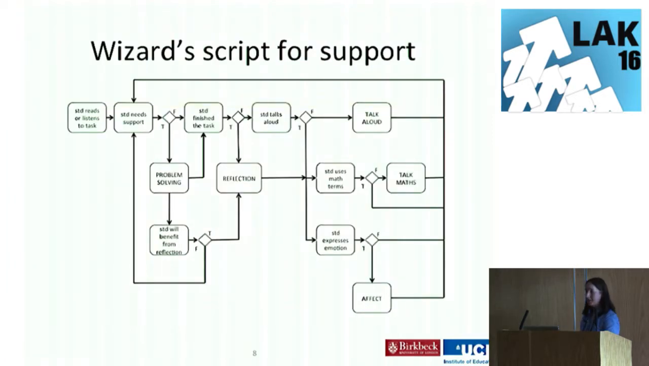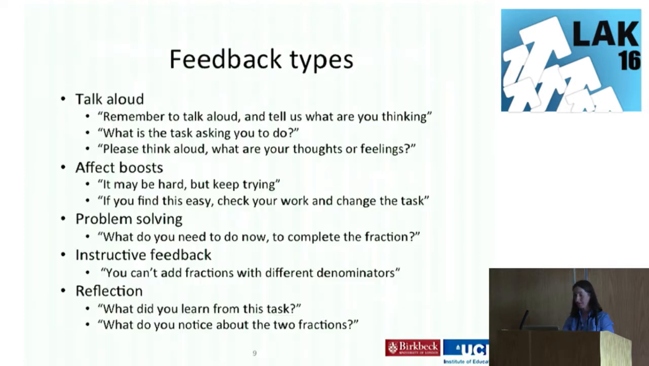The wizards followed a particular script in order to make it more coherent. It shows, for example, when the student needed problem-solving support, then problem-solving support was provided. When the wizard thought the students would benefit from a reflection, then a reflective prompt was provided. And of course, we were interested that the children were talking. So when they did not talk, we provided, for example, talk aloud prompts. So these are examples of the different feedback types that were provided in the Wizard of Oz study.